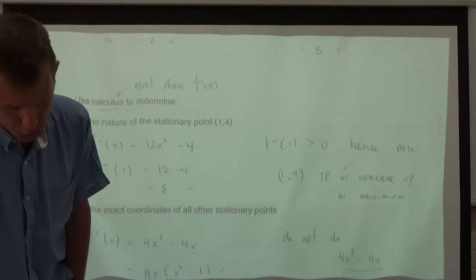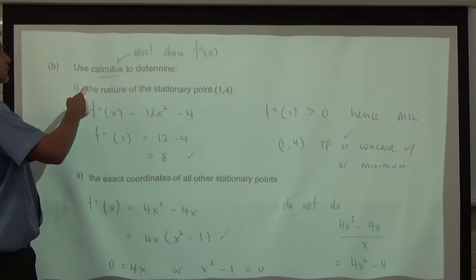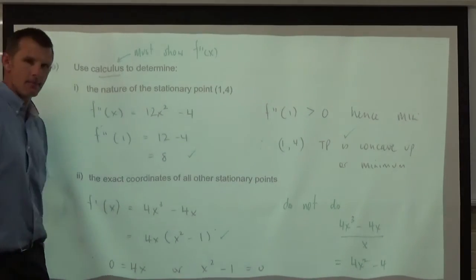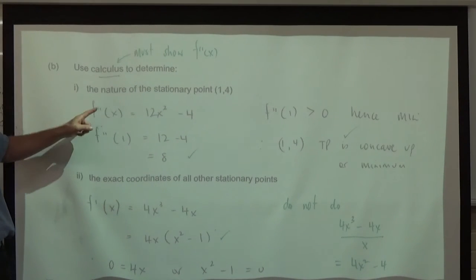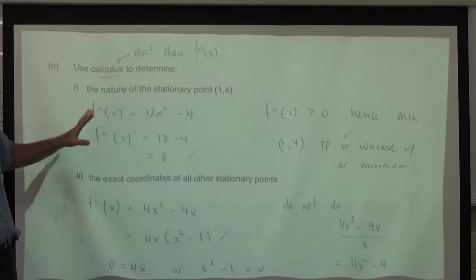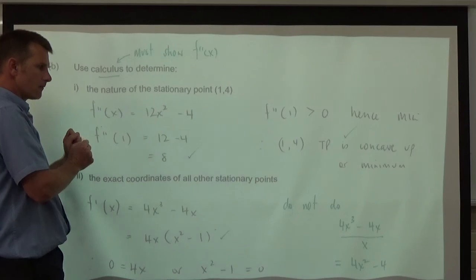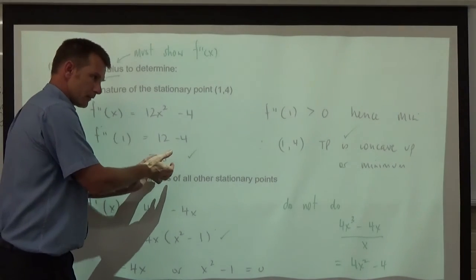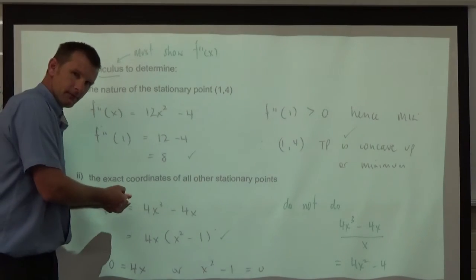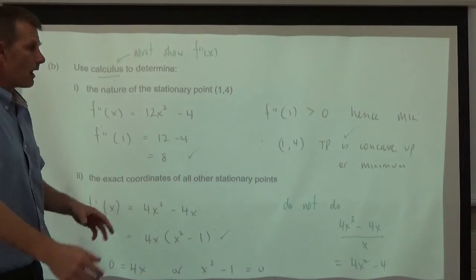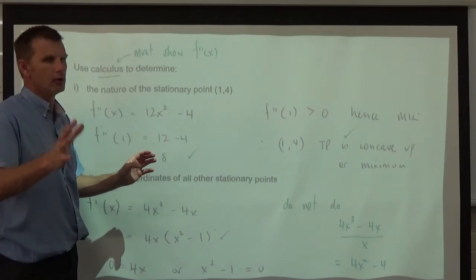Part B. Use calculus to determine the nature of the stationary point at the point (1, 4). Use calculus says I've got to do a derivative somewhere. Well, I've already got the derivative upstairs there. I already did that. So I just need to work the second derivative, and then put 1 in for the second derivative. If the second derivative is positive, that means I've got a minimum point. If the second derivative is negative, that means I've got a maximum. And then if the second derivative is 0, I might have a point of inflection. We've got to do a little bit more investigation there.